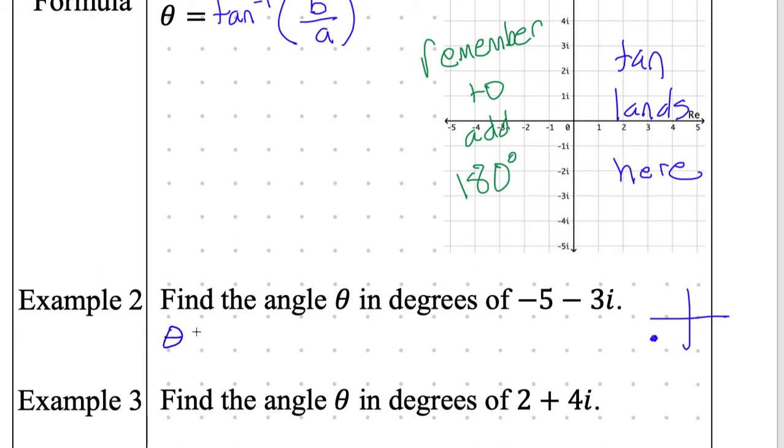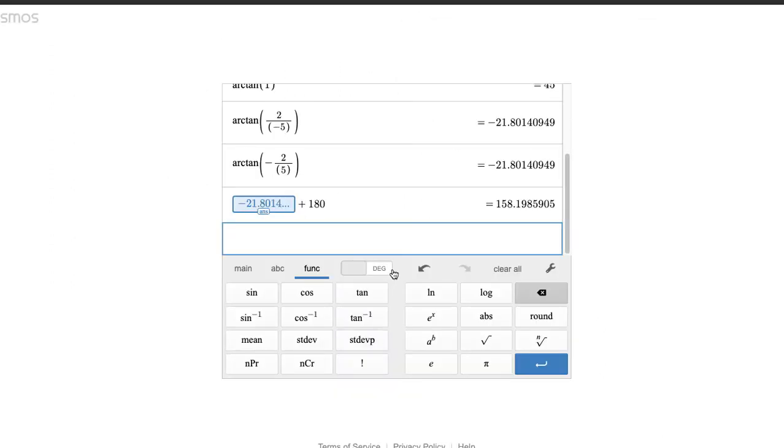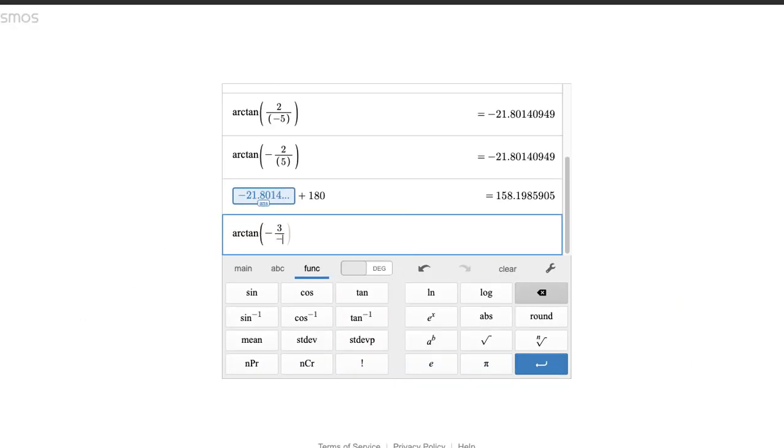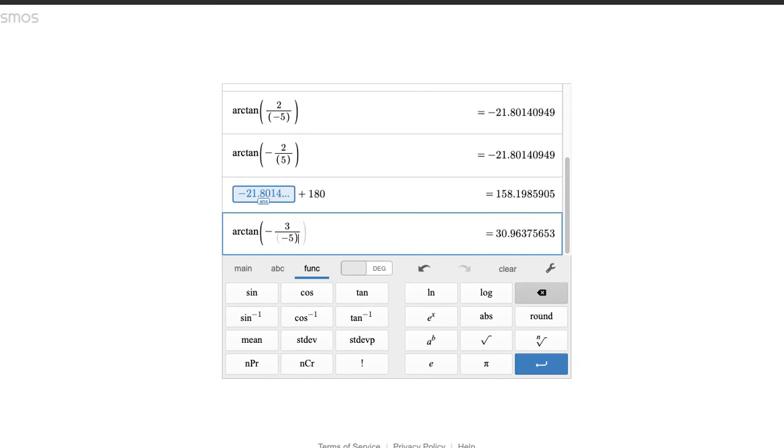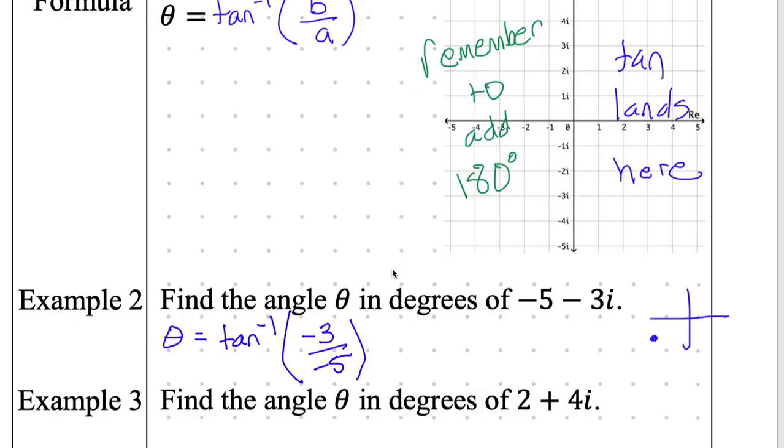So theta is going to equal arctangent of what divided by what? -5 over... Careful. B divided by A. 3 over -5. Let's do that. So I'm going to come back here. Arctan of 3 divided by -5, and I get -31.0.